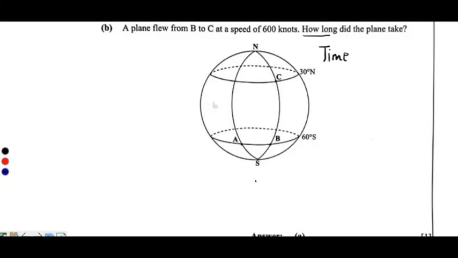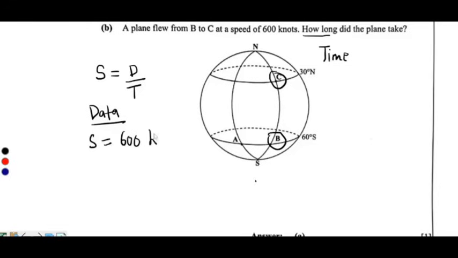This plane was flying from point B right here to point C. We need to find time. How can we find time? We are going to use the formula for speed, where speed is equal to distance over time. The speed we have been given is 600 knots. But the distance between point B and C we don't know, so let us find it.